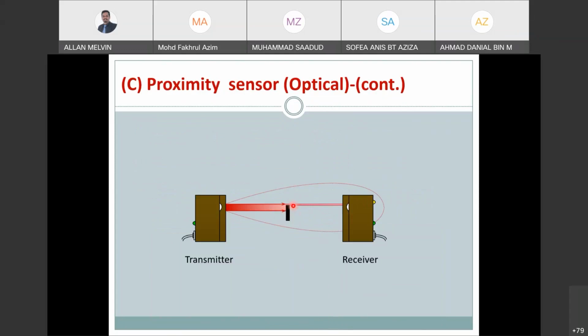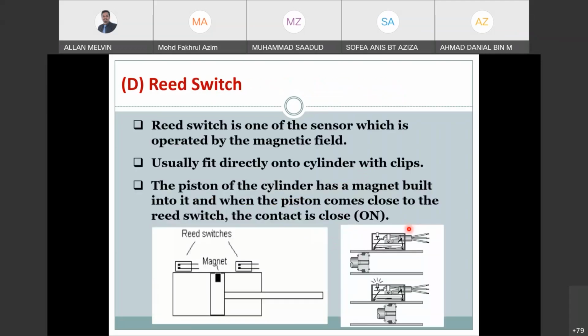So lampu ni, ini bukan lampu ya. So this is an invisible light. Lampu yang we cannot really see lah with our naked eyes. Okay, but the receiver can receive. So when there is a blockage, it will detect, it will on. Okay, so any questions on the proximity switch? Ada soalan ke?